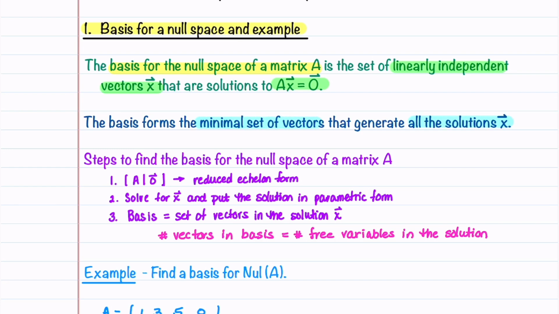To find the basis for the null space of a matrix A, we need to complete 3 steps. The first step is to find x by augmenting matrix A with 0 and putting it in reduced echelon form. The second step is to solve for x and put the solution in parametric vector form. The third step is to set the basis equal to the vectors in the solution x. Keep in mind that the number of vectors in the basis is going to be equal to the number of free variables in the solution for x.